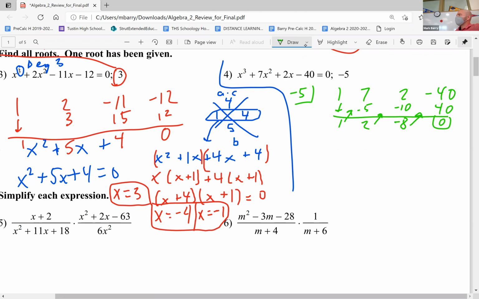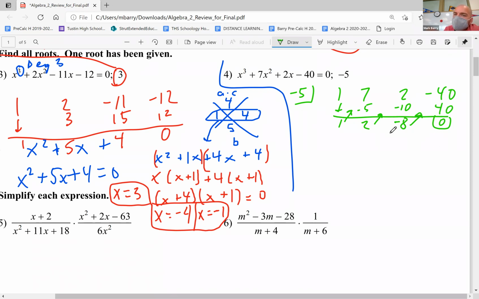All right, so I ended up with 1, 2, -8, and 0 on the bottom row. So I just brought the 1 down, multiplied by -5. 7 plus -5 is 2, times -5. 2 plus -10 is -8, times -5 is 40, and then -40 plus 40 is 0, okay?